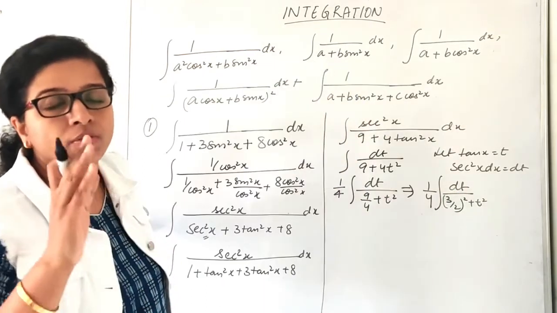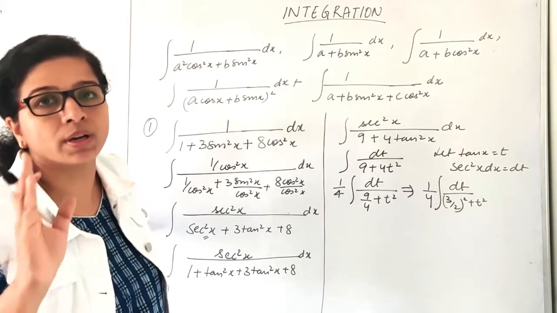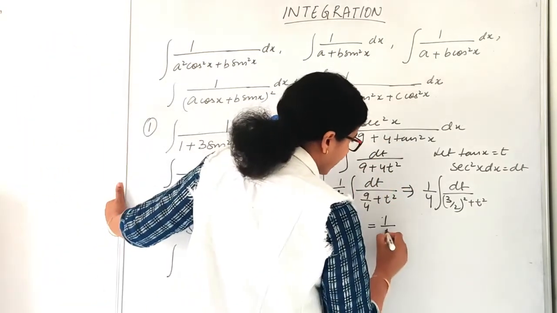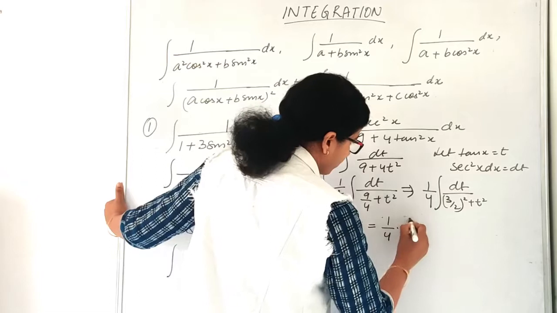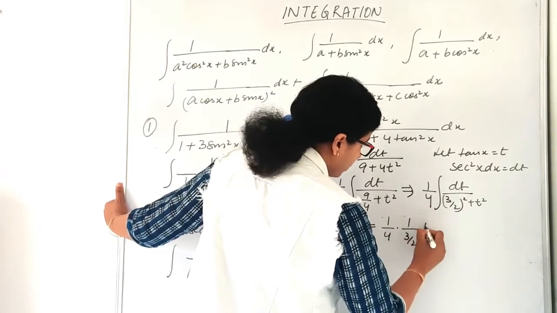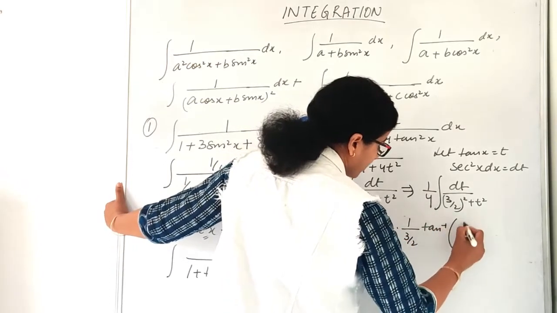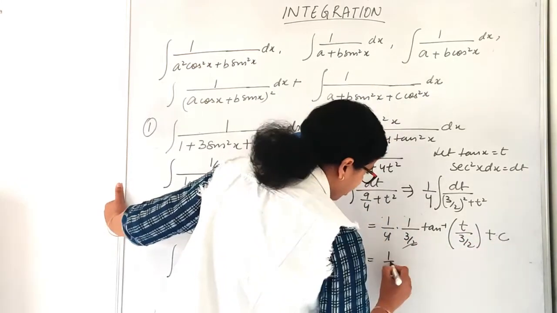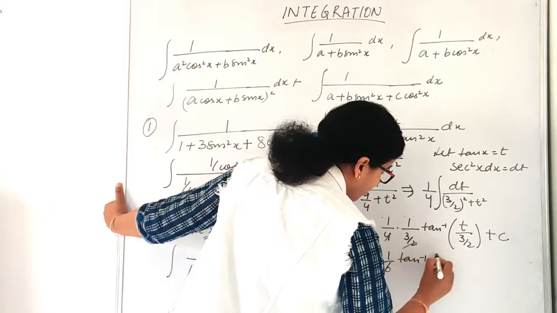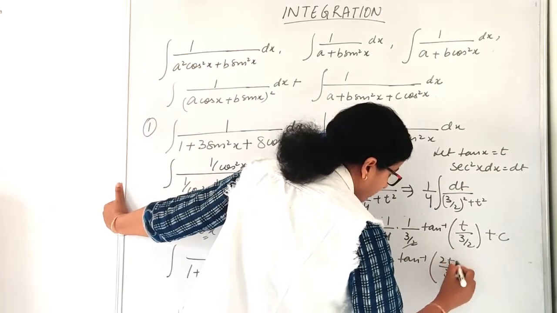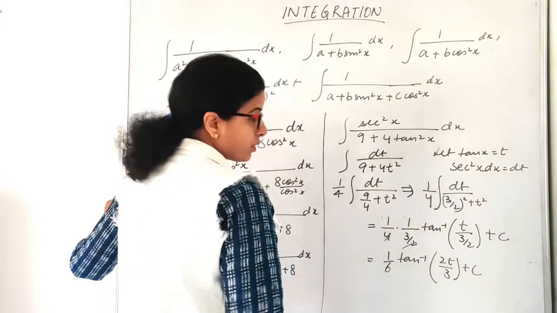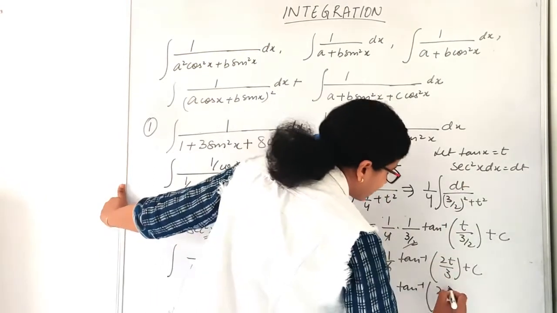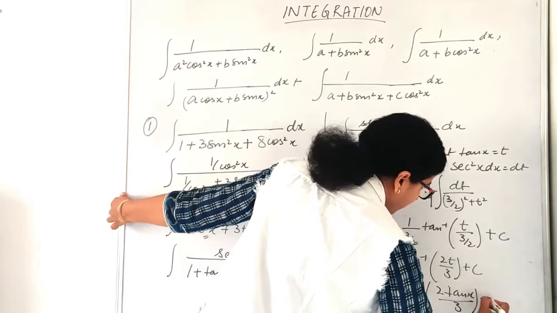The integration of 1 upon a square plus x square is 1 upon a tan inverse x by a. So let us substitute that formula. What do we get? 1 upon 4 copy as it is. 1 upon a, that is 3 by 2, tan inverse t upon 3 by 2 plus c. 1 upon 6 tan inverse 2t by 3 plus c. Substitute the value of t. What is the value of t? Tan x. So 1 upon 6 tan inverse 2 tan x by 3 plus c.